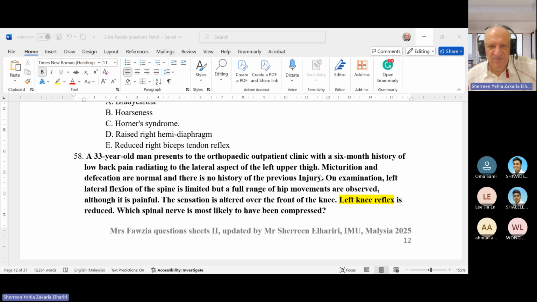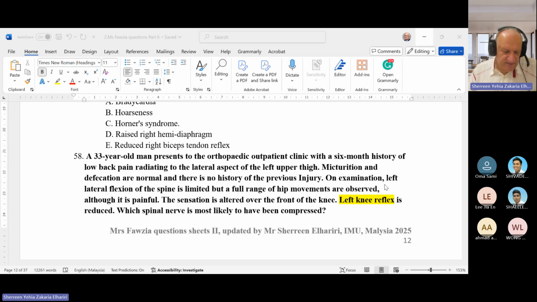No history of previous injury. On examination, left lateral flexion of the spine is limited, but a full range of hip movement is observed. Although it is painful, the sensation is altered over the front of the knee. Front of the knee sensation is L4. If you remember the dermatome of the thigh, L2, 3, 4. So above the knee the dermatome is L4. So this patient has L3, L4 affected.